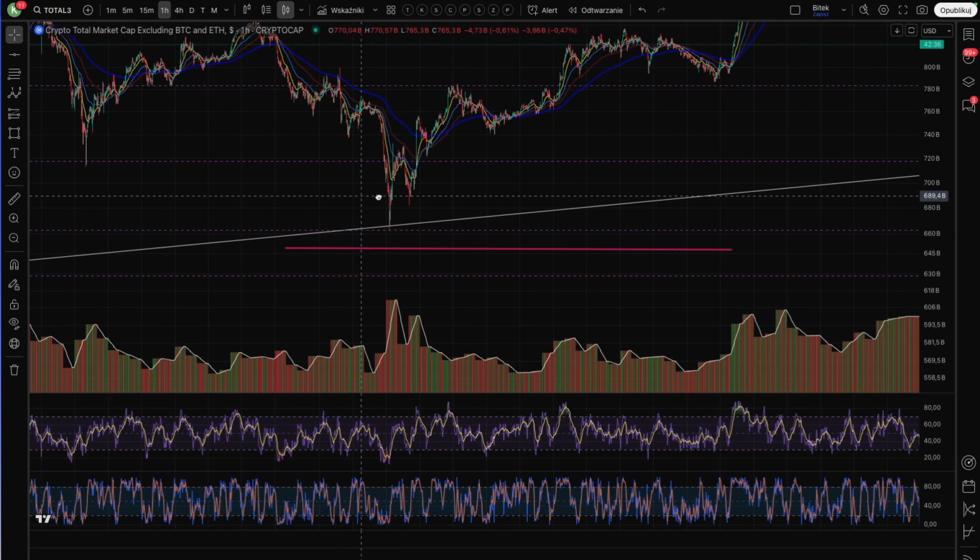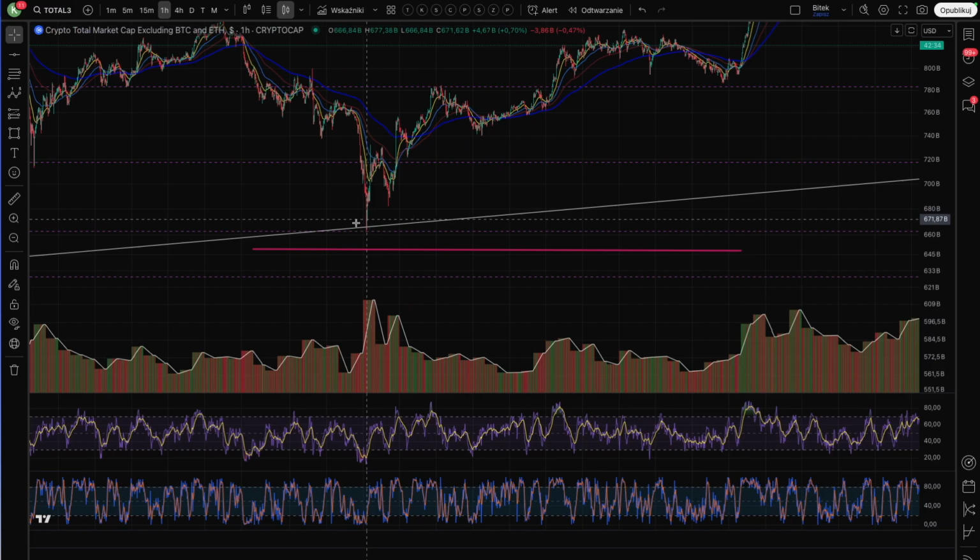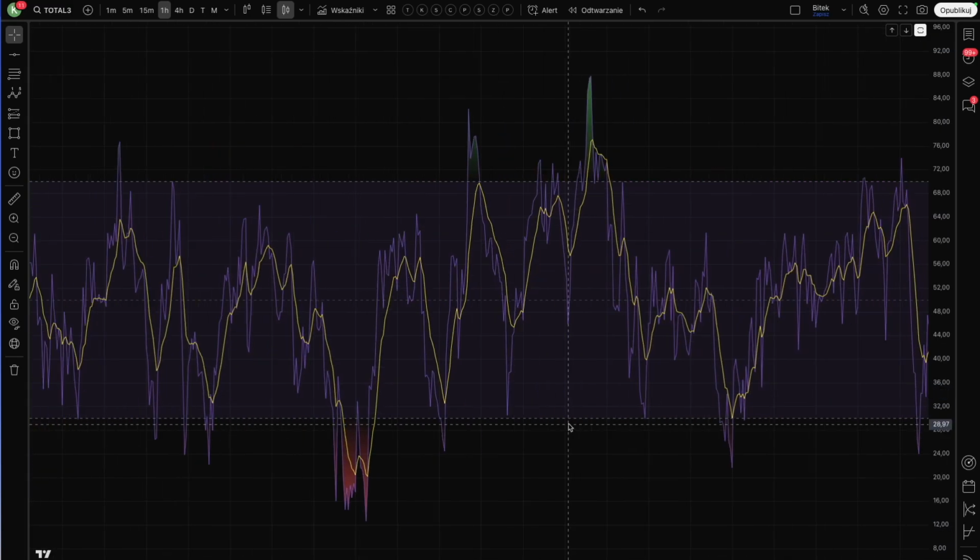Take a look on the 1-hour chart. This level looks much better on the RSI. We've got a triple bottom here. 1, 2, 3 touches. That kind of triple confirmation is a much stronger indication than just a single spike.